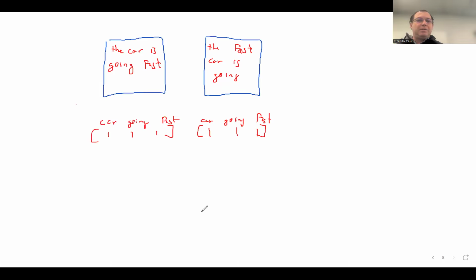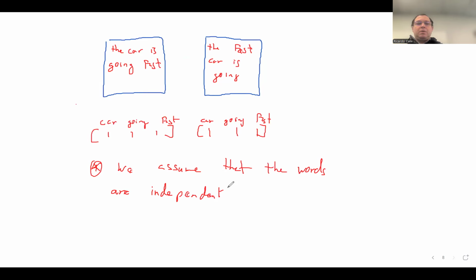So we make the assumption that the words are independent. The independence assumption is really important. This is a huge assumption in naive Bayes, right? And actually this is not true, right? This is not true at all.